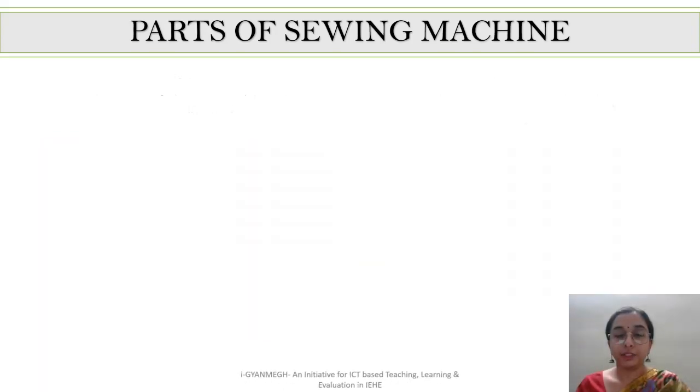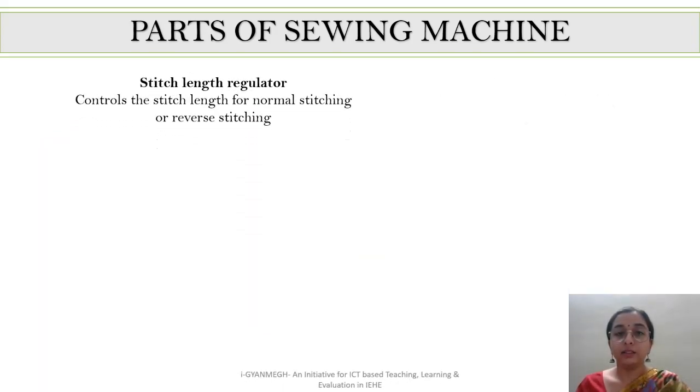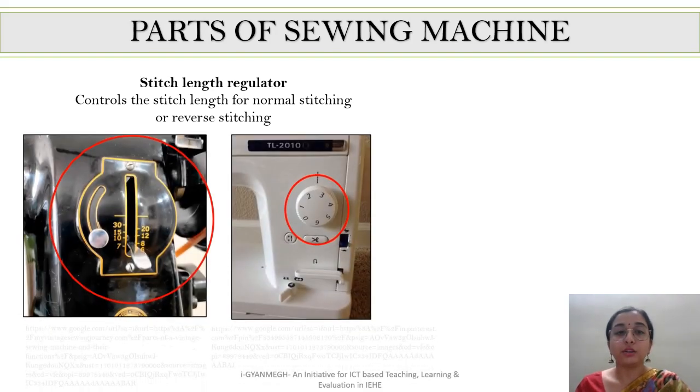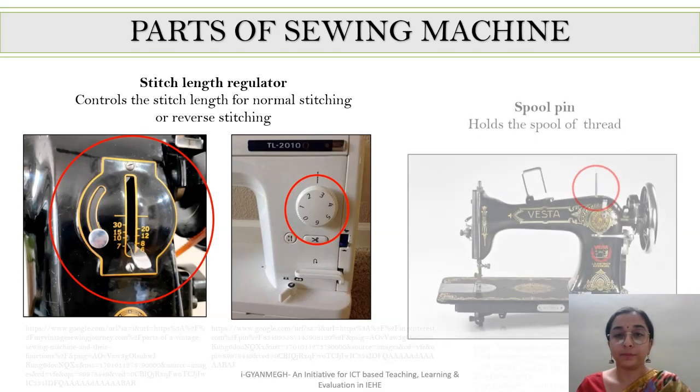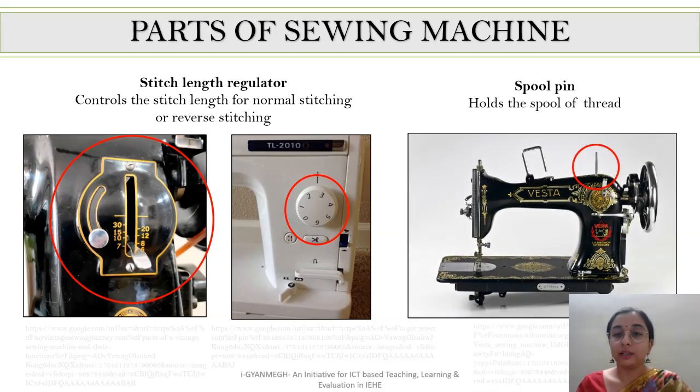The next part which we will be discussing is the stitch length regulator. So as the name suggests, you can see stitch and length. These are the keywords. So this part controls the stitch length for normal stitching or for reverse stitching. Spool pin is the pin which holds the spool of thread.